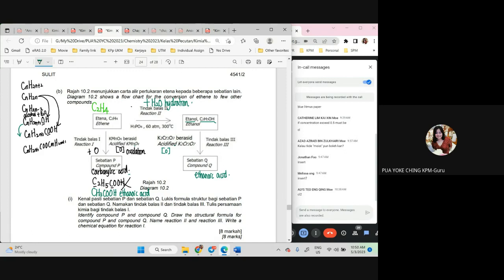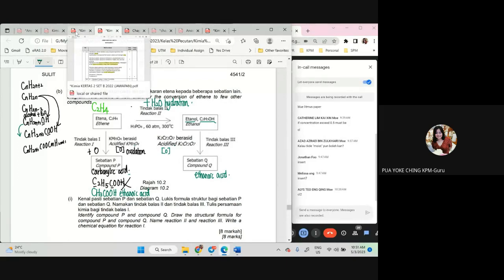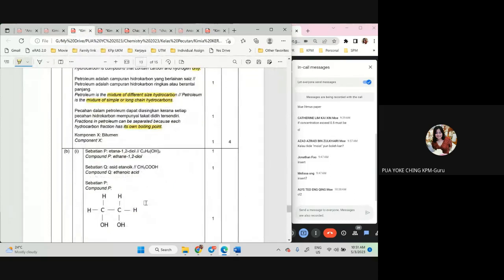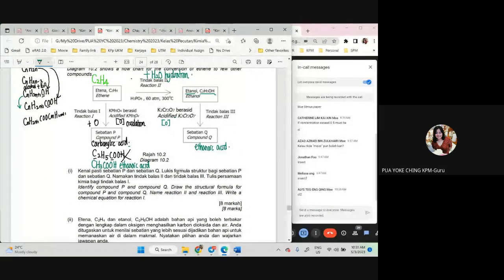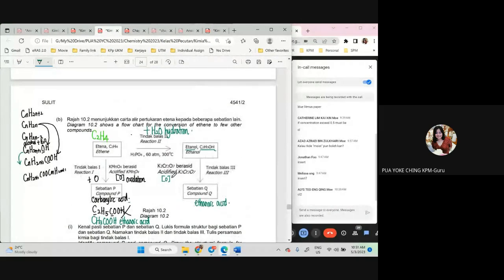So, dia kata buat P and Q, lukis formula struktur bagi P dan Q. Tak sama ke? Wait lah. Let me check the answer scheme. Oh, sorry. This one is diol, bukan acid. Saya salah. I'm so sorry. Wait lah. Jap. Kenapa I terbalik sini? Sorry. This is not acid.